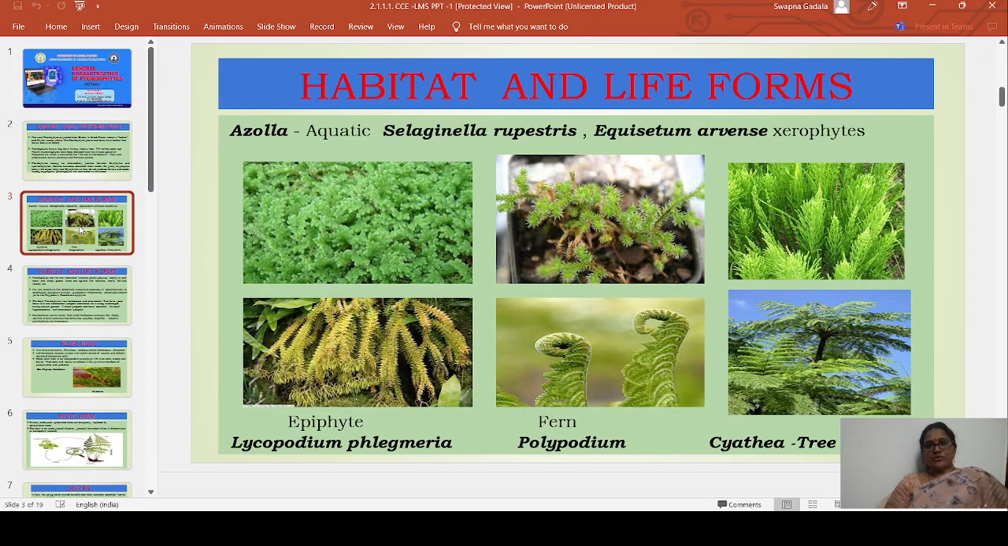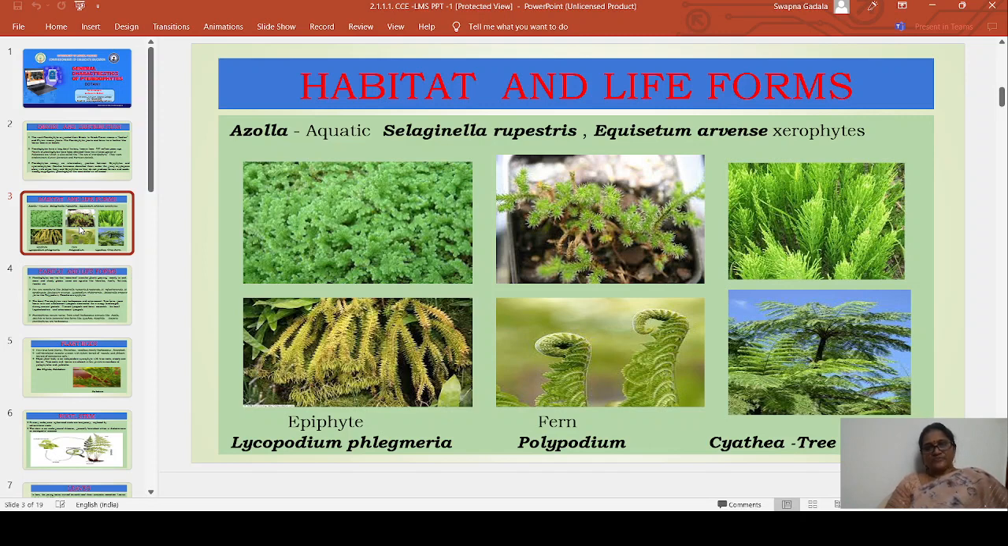Let us know something about the habitat and life forms of pteridophyta. Here you can see some genera of pteridophytes. A few are aquatic, a few are xerophytic and a few are epiphytic. In this slide, the first image is Azolla, which is an aquatic form. The next one is Selaginella rupestris, which is a xerophytic plant. And then Equisetum arvense, the third one, is also a xerophyte.